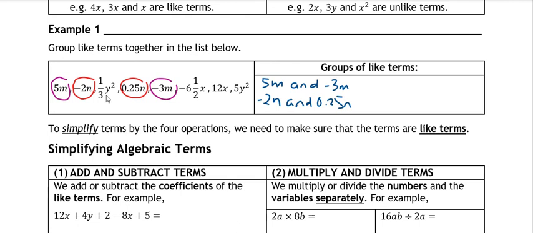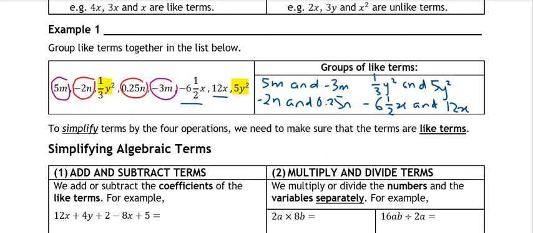Okay, we'll use highlighter here. Y square. Okay, let's have a look here. You have 1/3 y square and also 5y square. So they are like terms. So here I will write down here 1/3 y square and 5y square, and you are left with these two, which is negative 6.5x and 12x. So basically you have four groups: one group with m, one group with n, one group with y square, and next group will be with x.